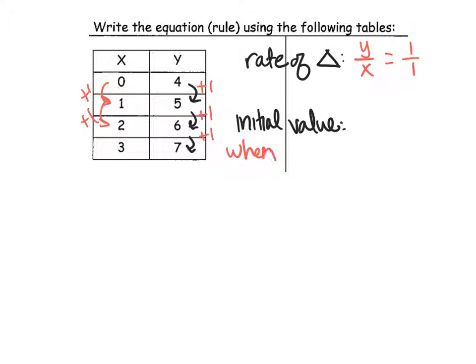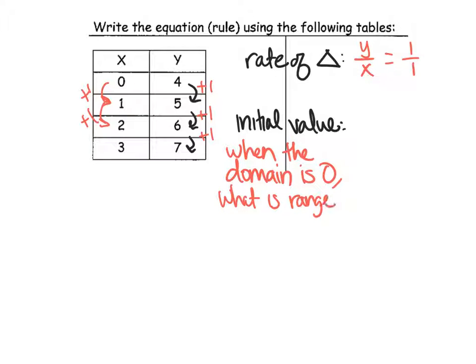Initial value means when the domain is 0, what is the range? We also call that the f of x. So this is where I'm looking right now. See how I circled in blue, 0 comma something? My rate of change is 1 over 1, y over x. My initial value, when my domain is 0, what is my range? What's my initial value? 4.